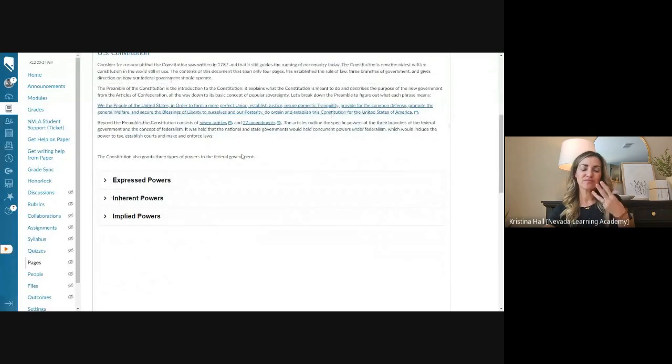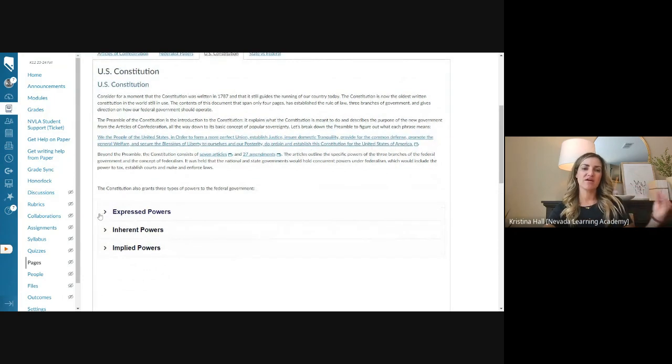Okay, and there are three types of power that they give in the Constitution. They give express power, inherent power, and implied power, okay? That was not there in the Articles of Confederation. So there's a lot of power that's handed over, but there's different kinds of power, all right? So let's talk about those different kinds of power and then how that plays out.